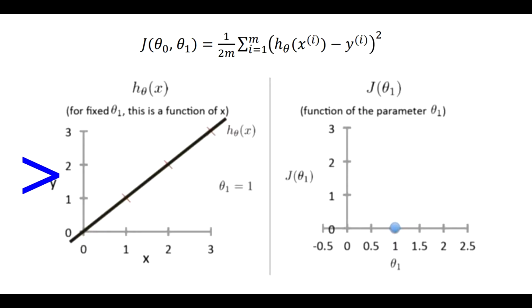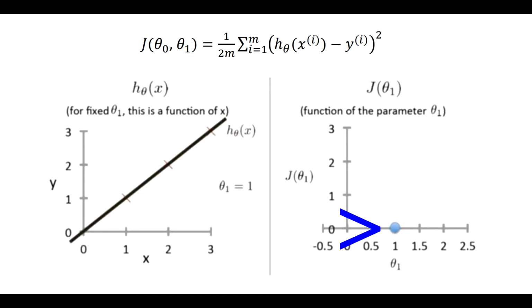As you can see, the left graph shows the input and output relationship. The right graph shows the cost function. Here we have three data sets with theta 1 equal to 1. Now we can calculate the value of the cost function using this equation. For theta 1 equal to 1, we get the value of the cost function equal to 0.